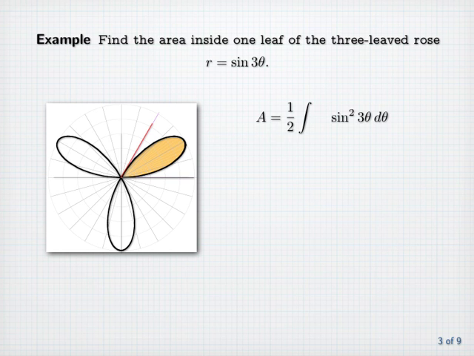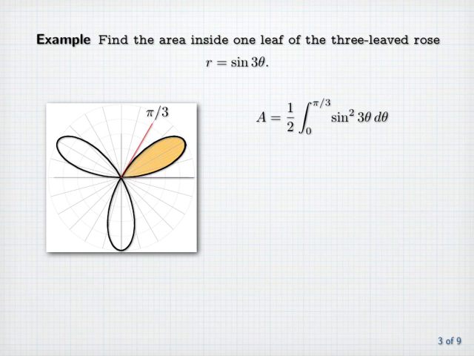The upper limit of integration will be the first positive value of theta where sine of 3 theta is equal to 0, which happens when 3 theta equals pi, that is, theta equals pi over 3. Thus the region is swept out as theta goes from 0 to pi over 3. So we integrate from 0 to pi over 3.